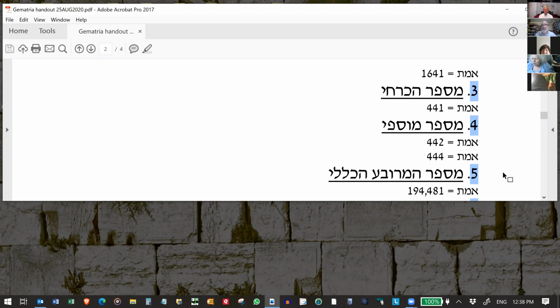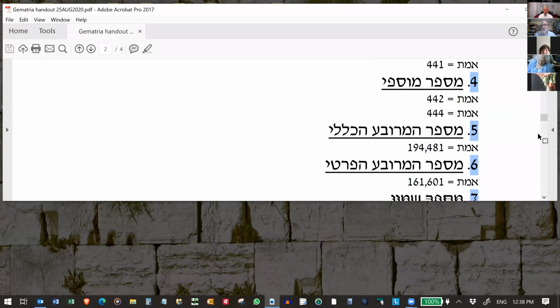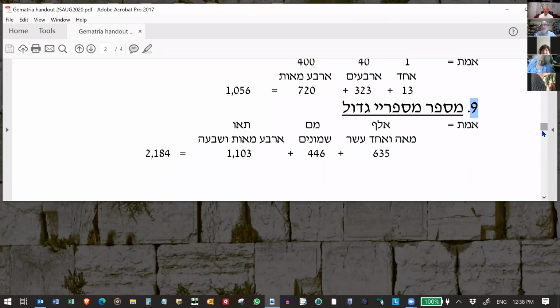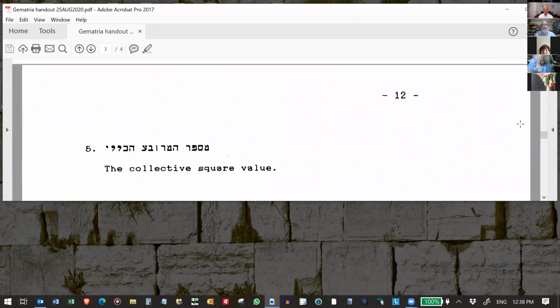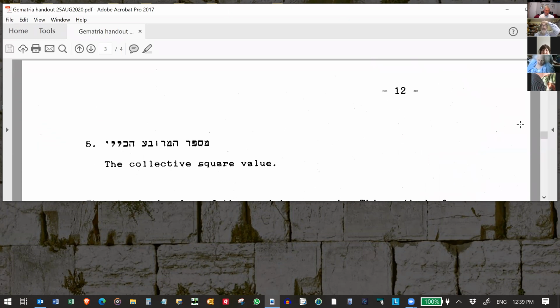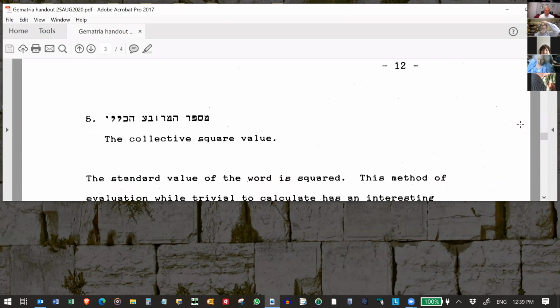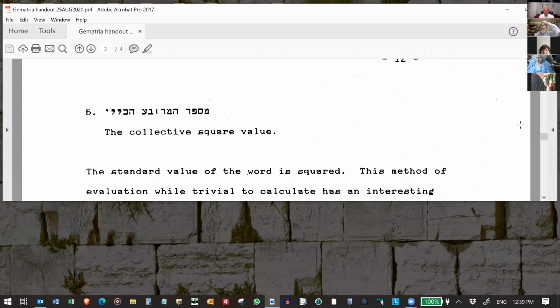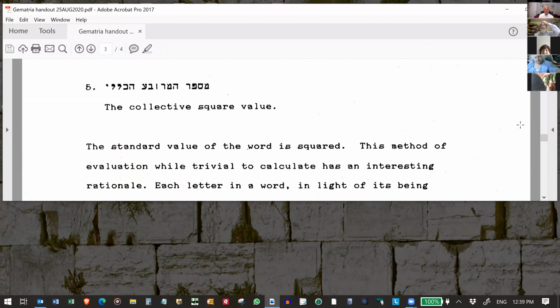And that's this idea. Why? Where does this come from? How could you just jump ahead and say, well, I'll just square the numbers? I think the beauty of why this is there is something worth looking at. I'm going to jump off of these right now and go to the next page, because this is actually from my thesis itself. Mispar hamarubah haklali, the collective square value. The standard value of the word is squared. It's trivial to calculate, but it's an interesting rationale.